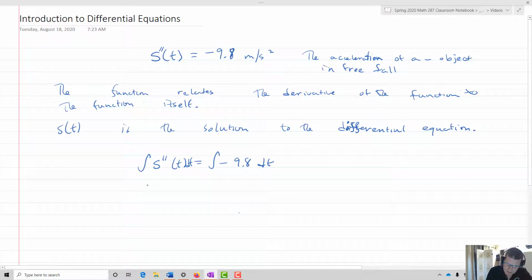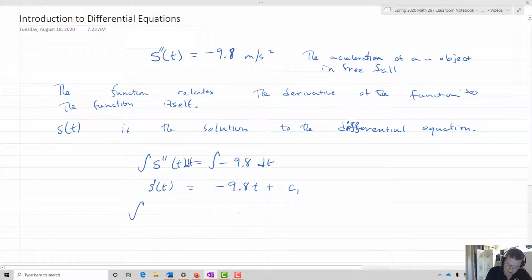So we do this and we end up with s prime of t equals negative 9.8 t plus, let's just call it c1. We'll call it a constant, and that's going to be the first constant. I called it c1 because I'm going to have to integrate twice. Because I've only got the second derivative, now I'm at my first derivative.